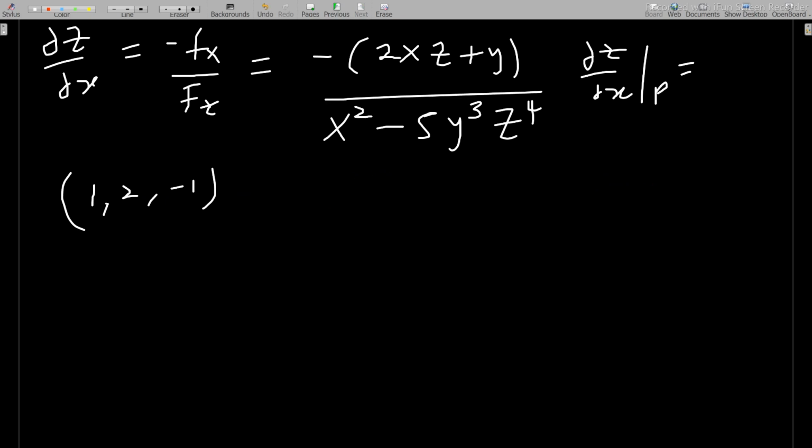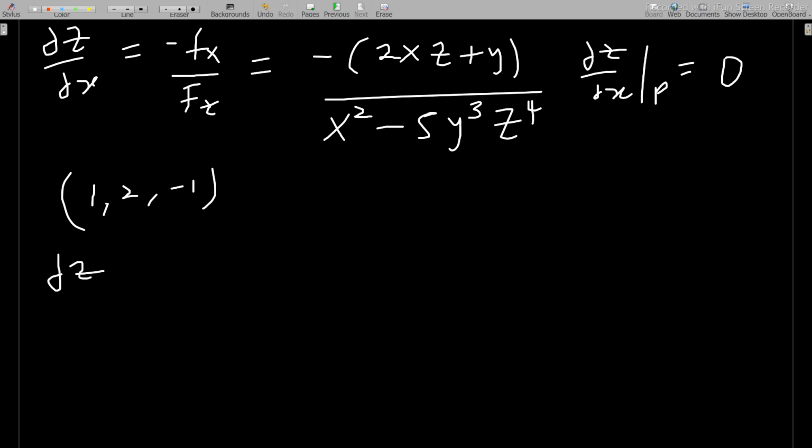So wherever you see x, you put 1. Wherever you see y, you put 2. Wherever you see z, you put negative 1. So these are the corresponding coordinates. You put them inside and simplify. Del z del x will give us 0. You can try and see. It will give us 0.